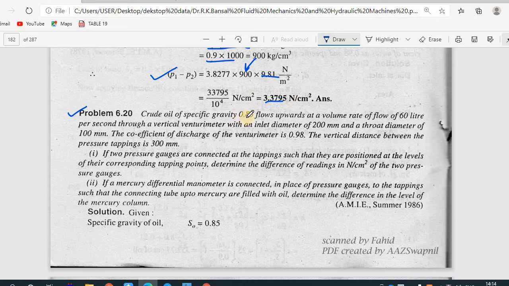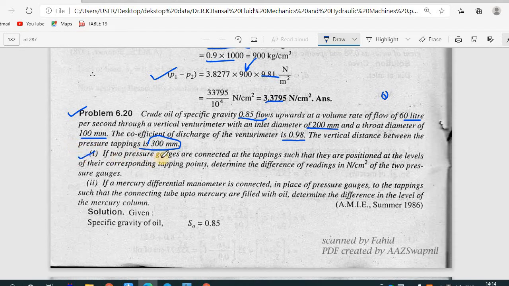A crude oil of specific gravity 0.85 flows upward at a volume rate of 60 liters per second through a vertical venturimeter. So crude oil is flowing in the pipe upward, with a specific gravity of 0.85 at a volume rate of 60 liters per second. So the discharge value has been given, through a vertical venturimeter. The inlet diameter is 200 mm, the throat diameter is 100 mm. The coefficient of discharge of the venturimeter is 0.98, so Cd is 0.98. The vertical distance between the pressure tappings is 300 mm.